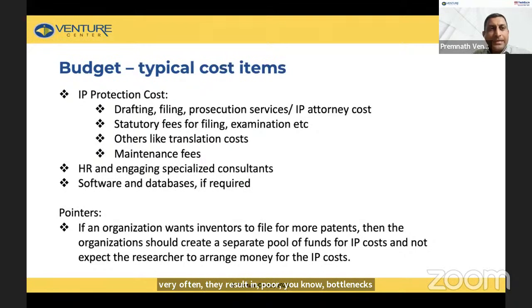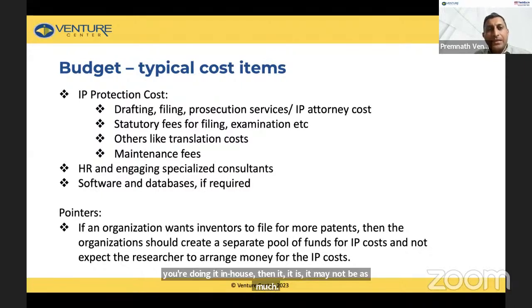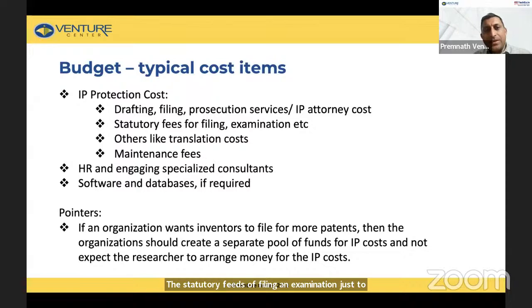Budgets. About budgets, the typical cost items for IP groups and patent cells are these. First of all, just the cost of protecting it, which could be the cost of drafting, filing, prosecution, and so on, like for example, an attorney's cost. If you're doing it in-house, then it may not be as much. The statutory fees for filing and examination. Just to give you a sense of the numbers, statutory fees in India might be as low as 8,000 rupees, let us say, right? It's not much, okay? Whereas the drafting, filing, prosecution service may cost you 60, 70, 80,000, 1 lakh as well.